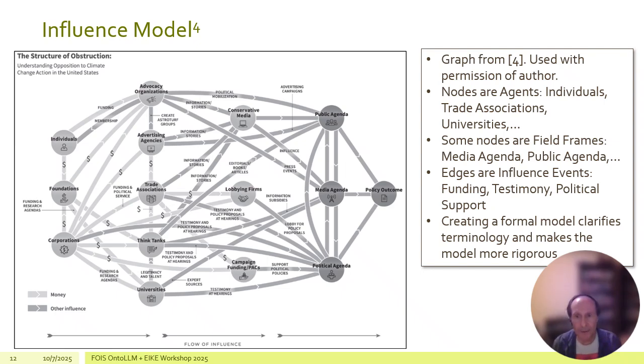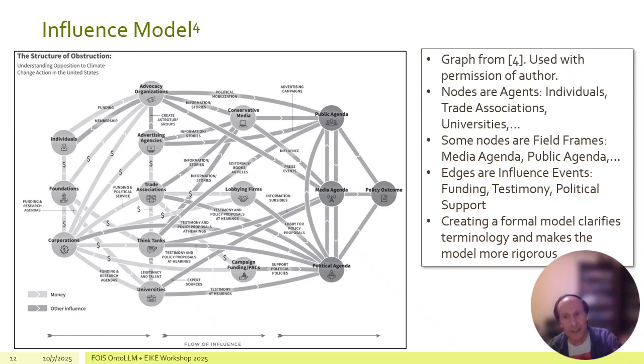The second model, this is from one of Robert Brulle's papers, is called an influence model. And this graph is from one of Brulle's papers. He generously gave us the permission to reuse it. And you can see that in the graph, most of the nodes correspond to some type of either individual, some person, or some organization. But there's a few that don't, like public agenda and policy outcome. So we had to do some knowledge engineering to tease out what is the meaning of this graph.